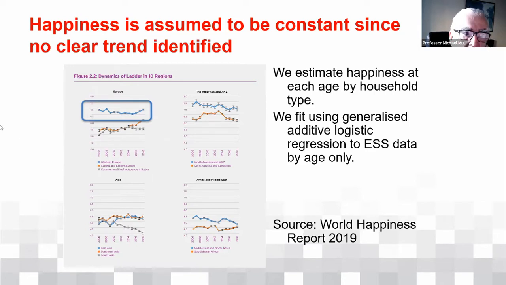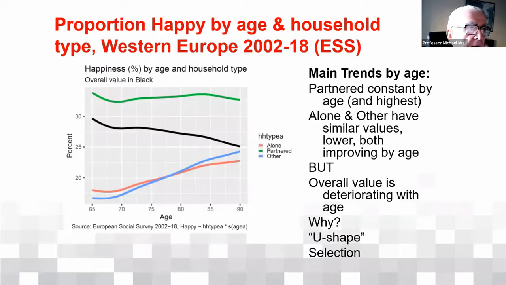Again, we fit a statistical model for this using what's called a generalized additive logistic regression model, which is a form of regression which uses a non-parametric curve, so we have the maximum flexibility in our model. I'll give more details later if people want to ask about that. So this is what happens if we fit this model. This is the proportion estimated to be happy by age and household type.